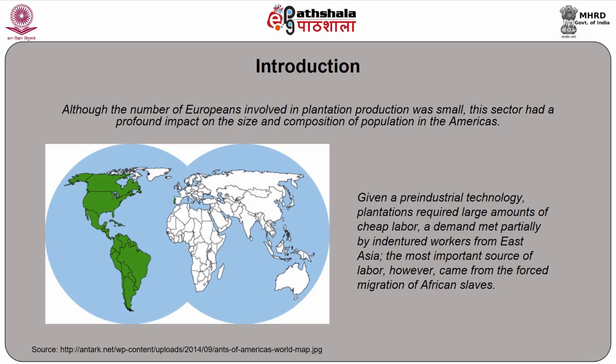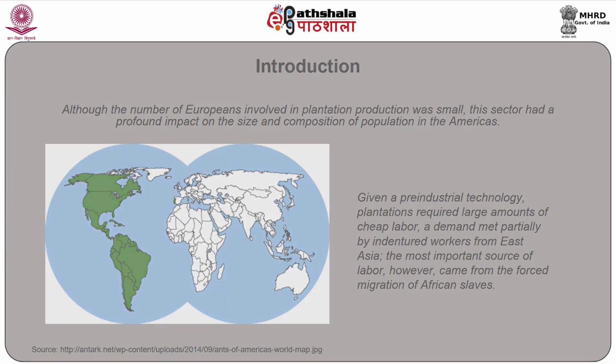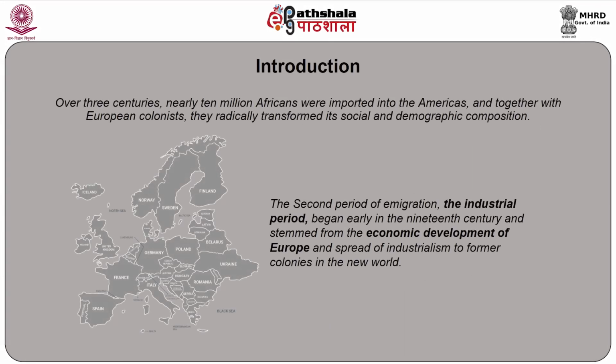Given pre-industrial technology, plantations required large amounts of cheap labor, a demand met partially by indentured workers from East Asia. The most important source of labor, however, came from the forced migration of African slaves. Over 3 centuries, nearly 10 million Africans were imported into the Americas, and together with European colonists, they radically transformed its social and demographic composition.